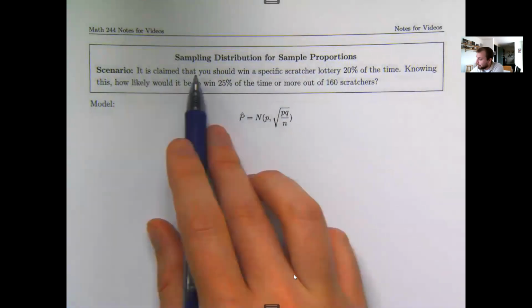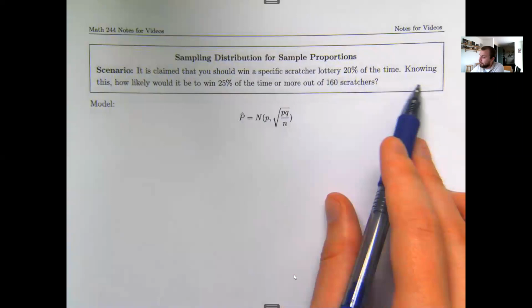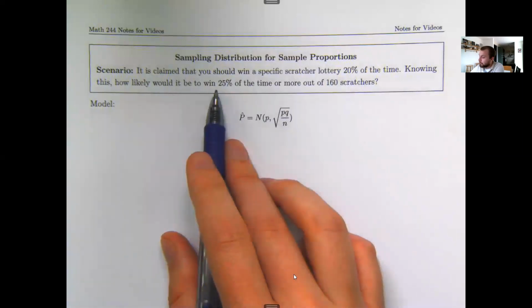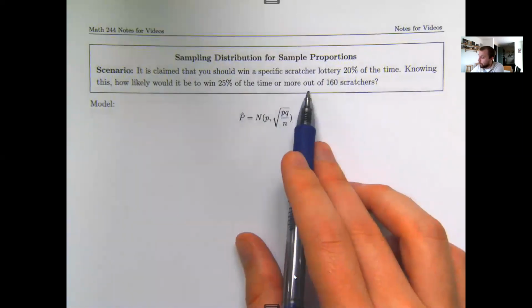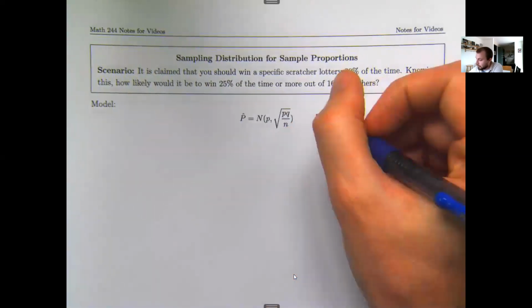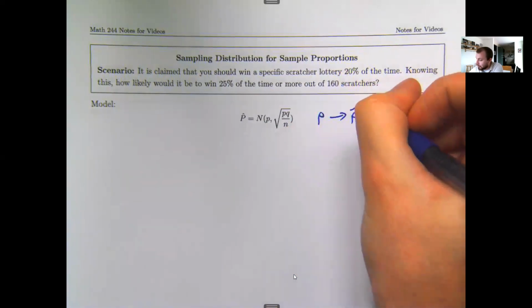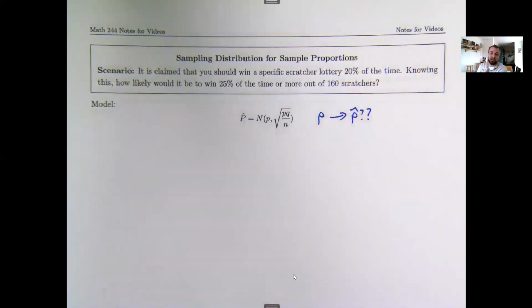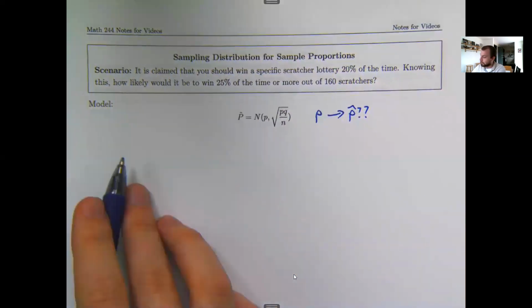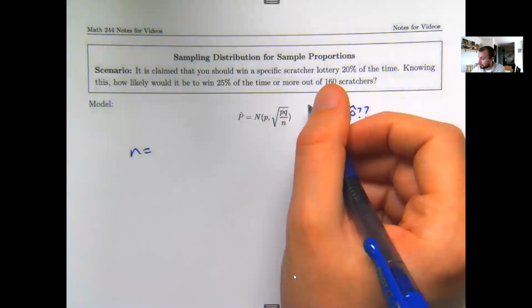This goes both ways. So I can also use population claimed values. For example, they tell me I should win this scratcher 20% of the time, to determine the likelihood of winning 25% of the time or more out of 160 scratchers. So what this model does is, knowing something about p, it tells me what should happen for my sample p-hat. So just a little bit of vocab as I'm looking at this.